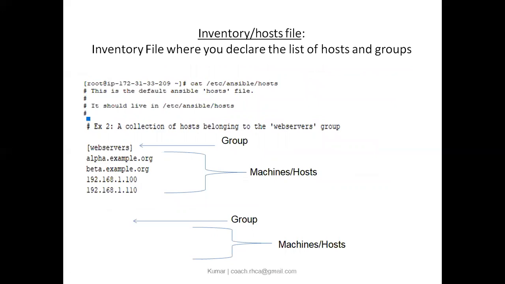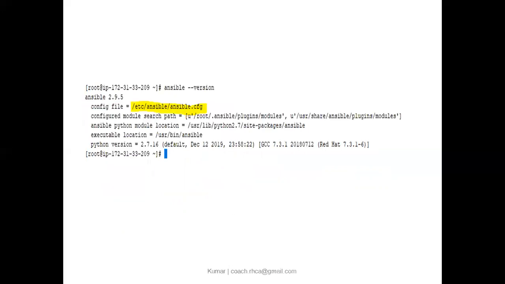So how does an inventory file look like? This is the inventory file on which you have a group called web server. You can group your machines or hosts based on the servers. If you have application servers, you can group them as application. If you have a web server, you can keep it as web server, or if you have a database, you can do a database group. The grouping can be done with either the IP address, the host name, or a range, whatever.